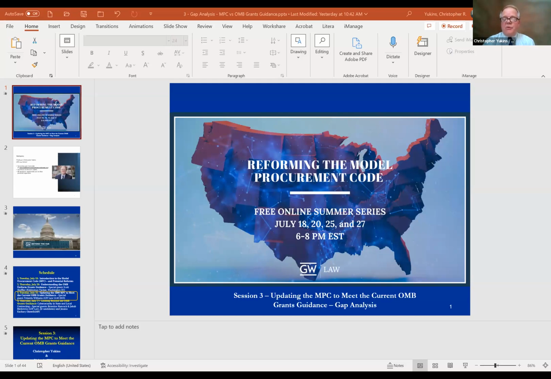However, it's no longer true that the MPC is in conformance with the grants guidance from the Office of Management and Budget, because the MPC hasn't been updated since 2000. The reform of the MPC will therefore likely focus first on bringing the MPC up to date with the OMB grants guidance. Scott described the grants guidance in detail on Thursday, and his session is on the program page at publicprocurementinternational.com and on the GW Law Government Procurement Law program YouTube page.